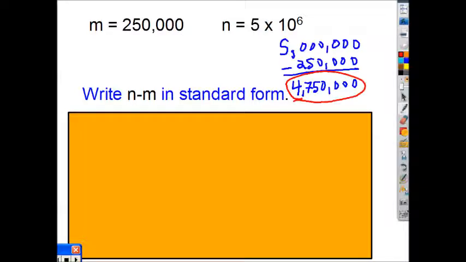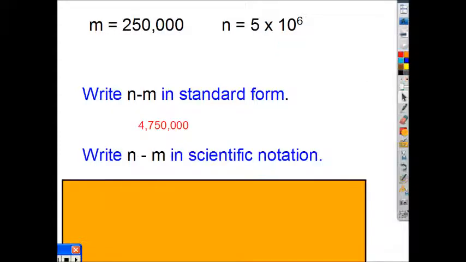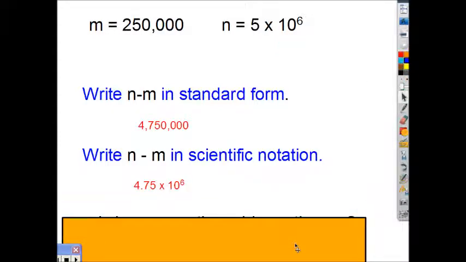And here we go. All I did was I wrote out the big number n in standard form, subtracted m, which is already in standard form, and I got this number. So that would be my answer in standard form. If I had to write it in scientific notation, I would probably write 4.75 times 10 to the 6, because this is about 4 million, and I know 10 to the 6 is million. Well, yeah, that was my next question, and there it is.